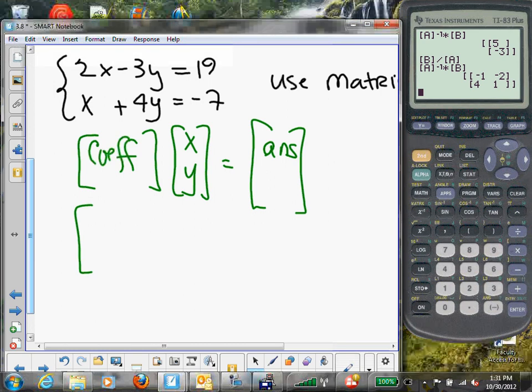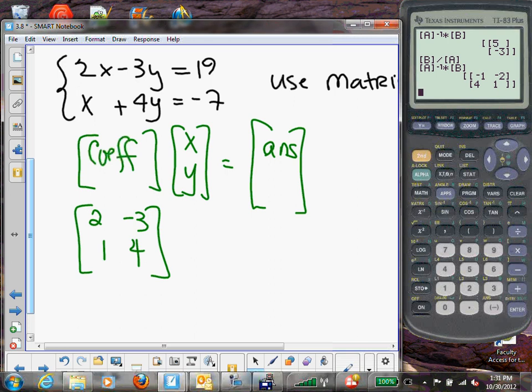So what goes into my first matrix? It's the coefficients. Make sure you include if it's negative or positive. Not yet. I want this written down on your notes. Okay? This is times x and y.